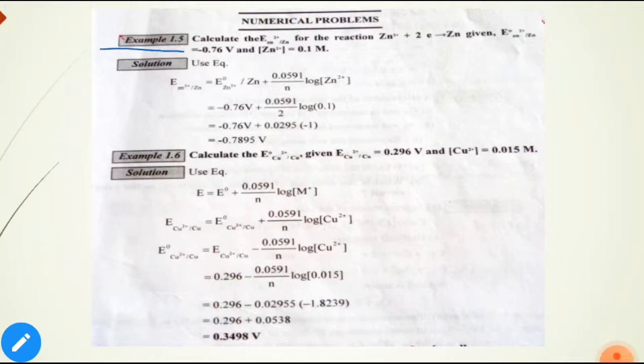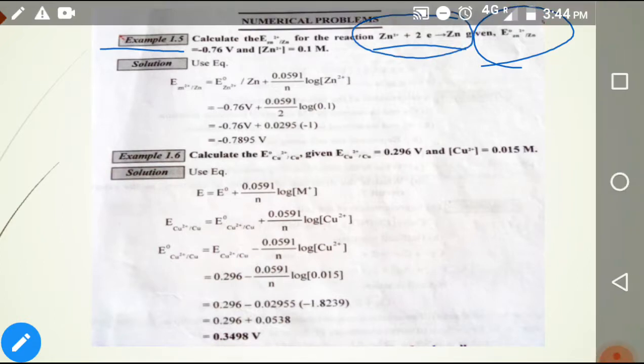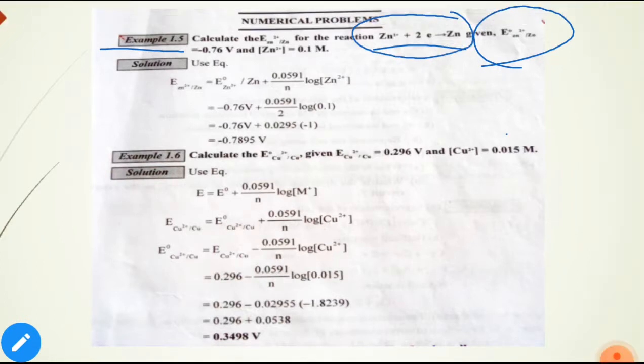Okay, you have to see the first problem now. Calculate the E for the reaction. Here the reaction is given, E naught is equal to minus 0.76 volts and Zn2+ is equal to 0.1 molar concentration. Here what the question is asking is that we have to calculate the electrode potential of the cell. For the reaction given here, Zn2+ plus 2 electrons gives rise to Zn.